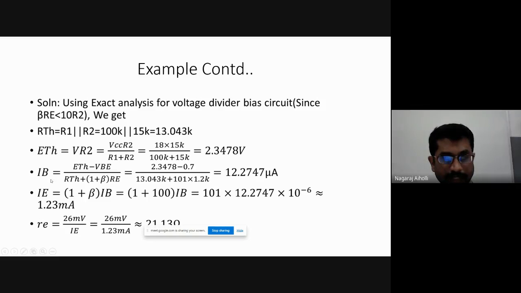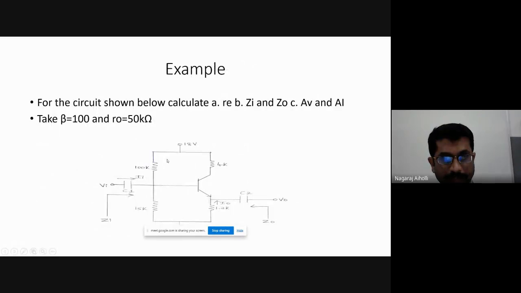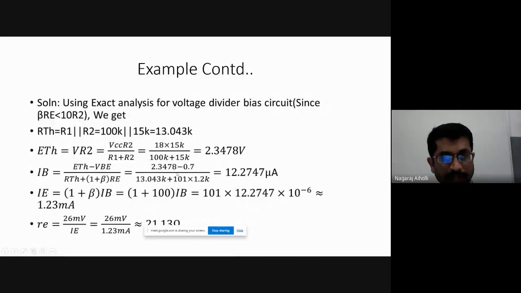Now find the base current. We know how to find the base current. IB is equal to ETH minus VBE divided by RTH plus 1 plus beta into RE. That is, ETH, the Thevenin voltage, minus VBE divided by Thevenin resistance plus 1 plus beta into RE, input side. Substitute the values, we will get 12.2747 microampere. Then IE is 1 plus beta into IB, that is 1 plus 100 into IB, that is 101 into IB. We have calculated 12.2747 microampere. Substitute, we will get 1.23 milliampere.